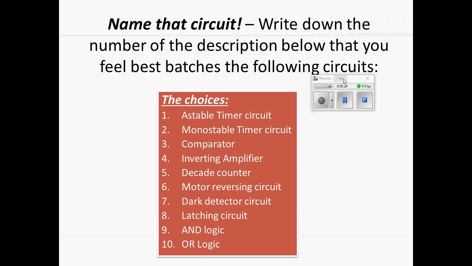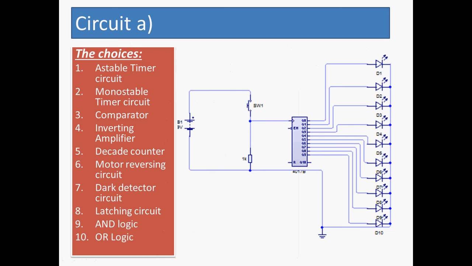Now, on this one, what I'm going to do, you've done this in class, is show you a circuit. The circuit you see will be one of these 10 options here. So I'll give you 2 seconds before I tell you the answer. So watch it, pause it, guess it, go. Okay, that's number 5, Deca Counter circuit.